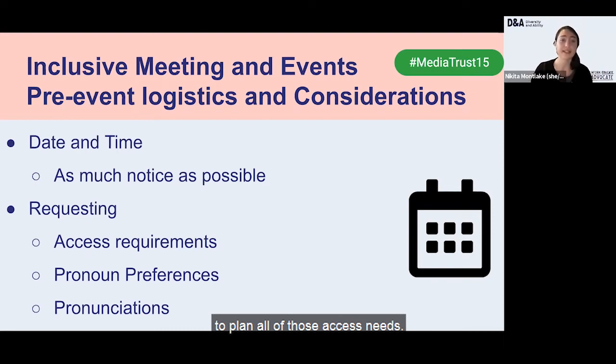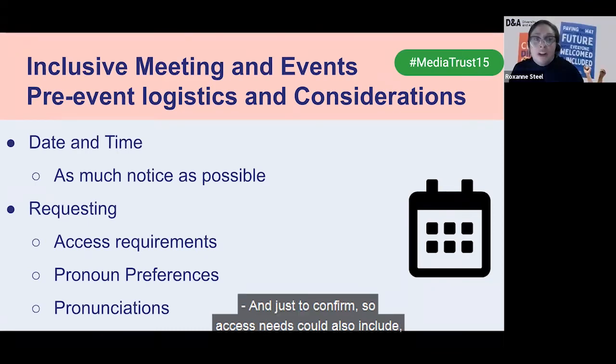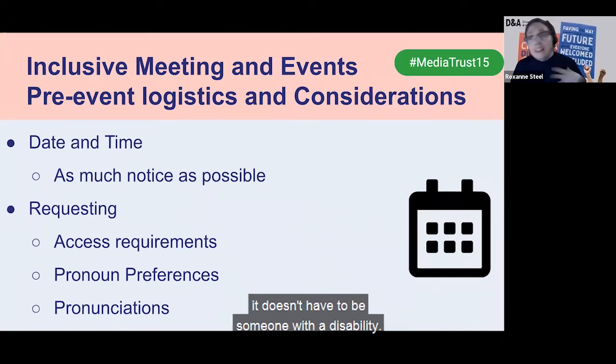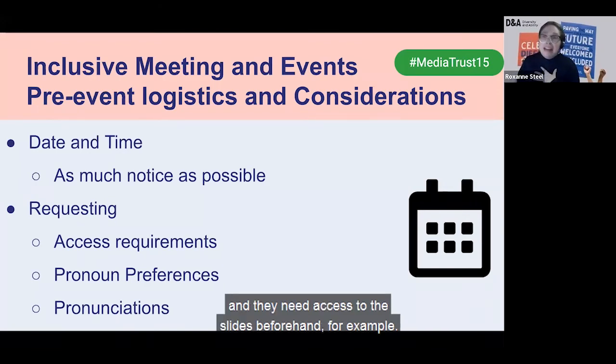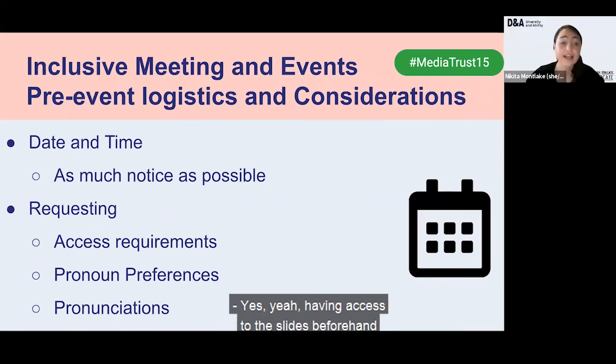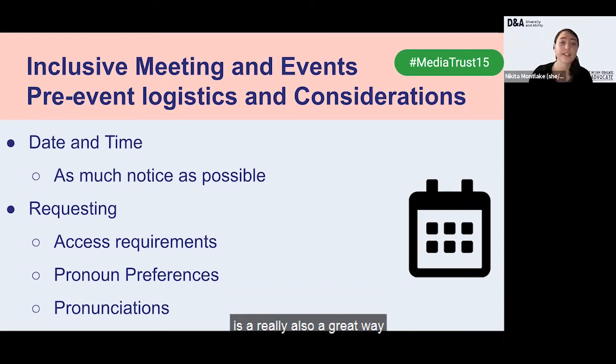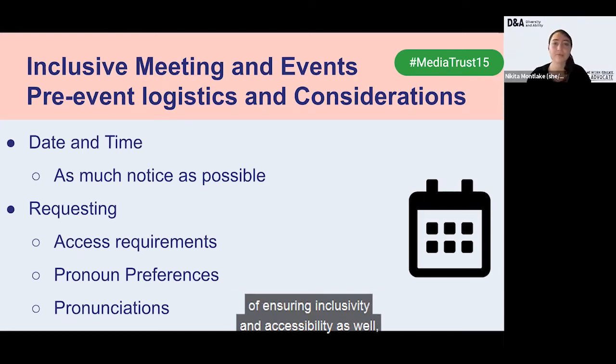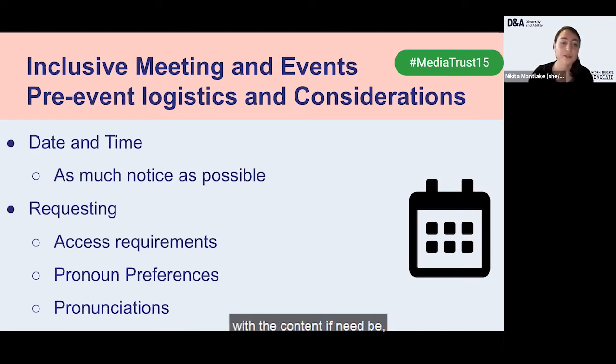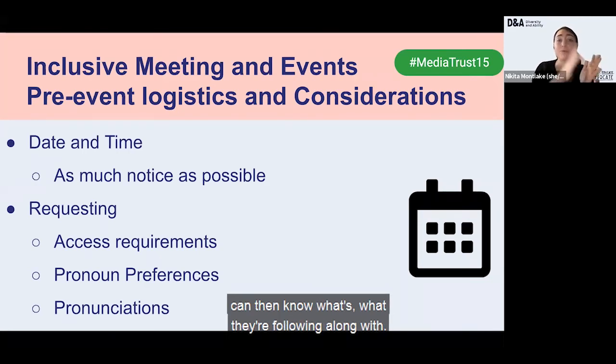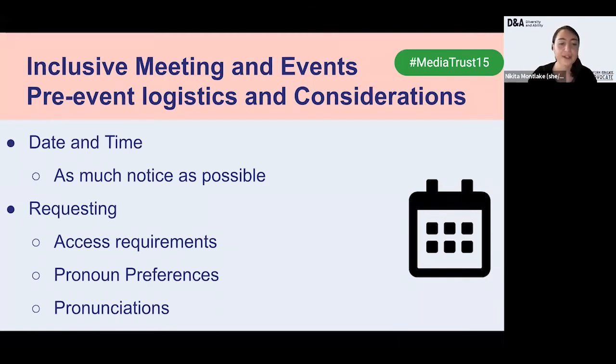So as much early information as we can have will really allow you to plan all of those access needs. And just to confirm, access needs could also include, it doesn't have to be someone with a disability. It might be that they're in a low digital, low bandwidth area, and they need access to the slides beforehand, for example. Yes, having access to the slides beforehand is a great way of ensuring inclusivity and accessibility as well, so people can familiarize themselves with the content if need be, or if someone's using a screen reader, for example, they can then know what they're following along with.